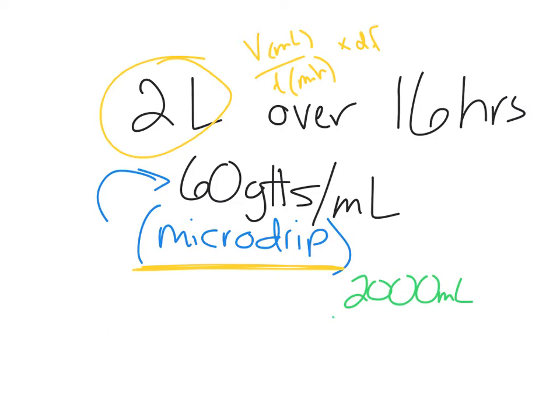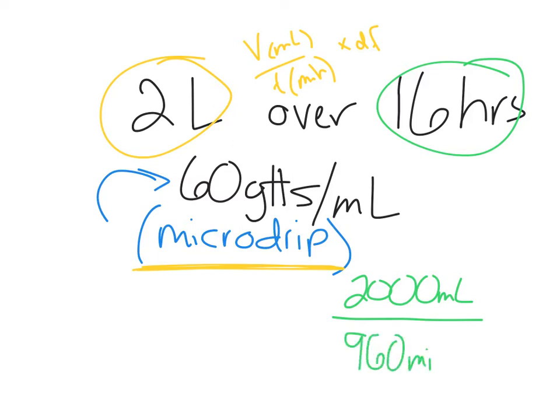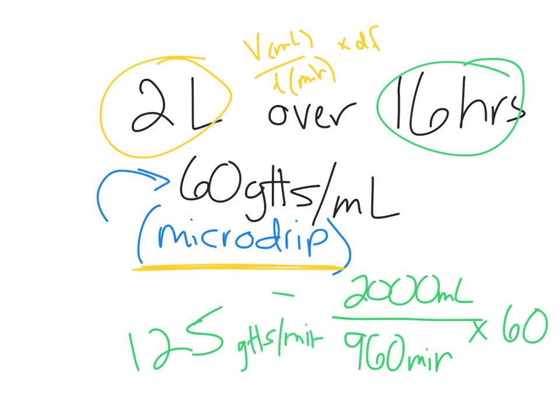And then I'm going to divide that by our time in minutes. Since our time is given in hours, just like we did on the last problem, I'm going to take that time in hours and multiply it by 60, and that's going to give me 960 minutes. And then I'm going to take that and multiply by my drop factor. So now I've got everything plugged into our formula. To finish this, I'm going to take 2,000 divided by 960, then multiply by 60, and that gives me a drop rate of 125 drops per minute. So that's how we calculate the drops per minute.